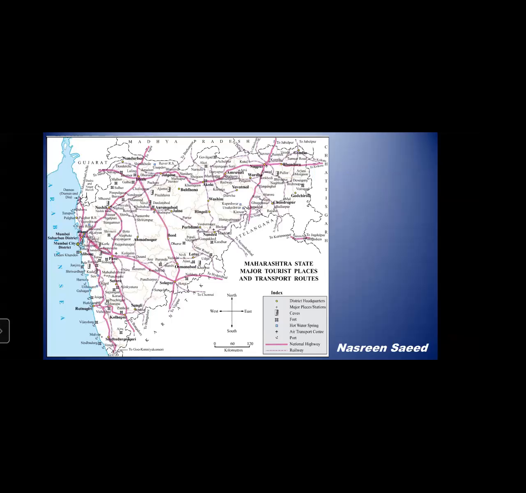Underline the names of districts which have caves. This is the symbol of caves. Now we have to mark the districts. Underline. So I'm not underlining, I'm directly writing. Raigad has caves. Nasik has caves. Aurangabad has caves. Latur has caves. Nagpur has caves. Thane has caves. Pune has caves.